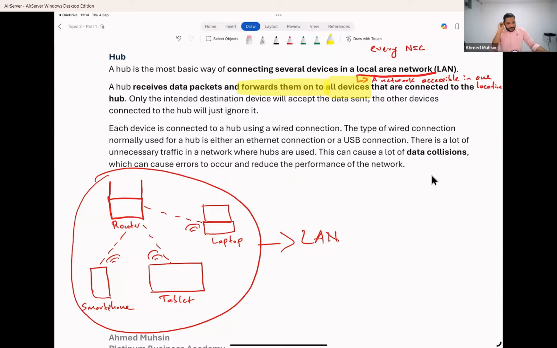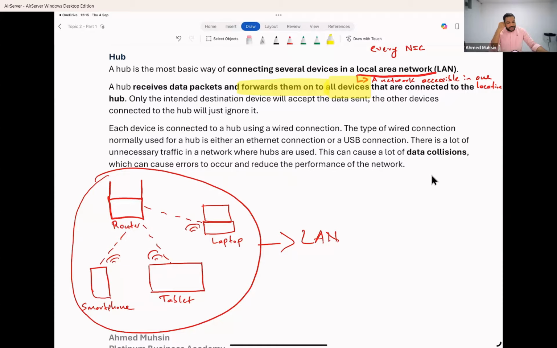Okay, only the intended destination devices will accept the data. The other devices connected to the hub will just ignore it. Keep reading it. Each device is connected to a hub using a wired connection. This type of wired connection, keep reading it, guys. It can be either, you know what an Ethernet connection is, right? The network cable, I'll give you all details. We call it an RJ45 cable. RJ45 cable. Okay? It can be Ethernet or USB connection.